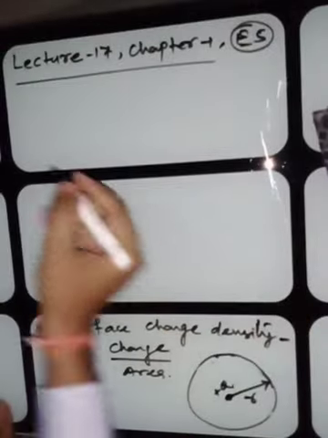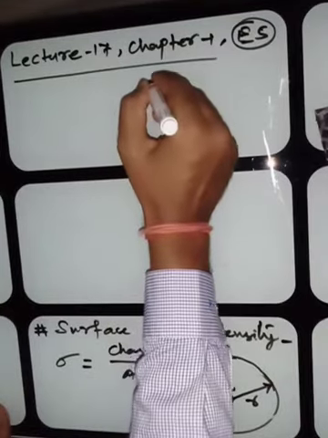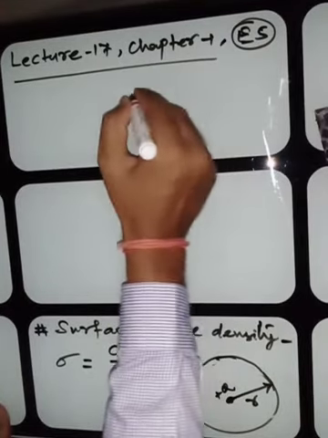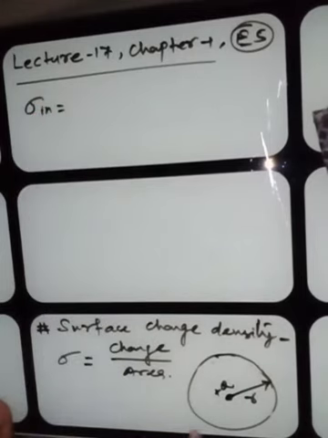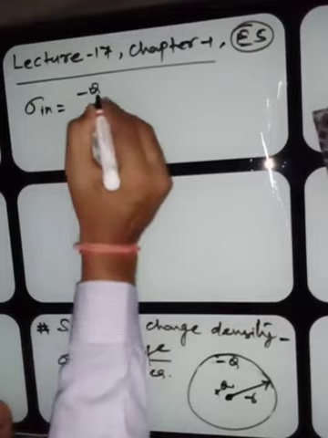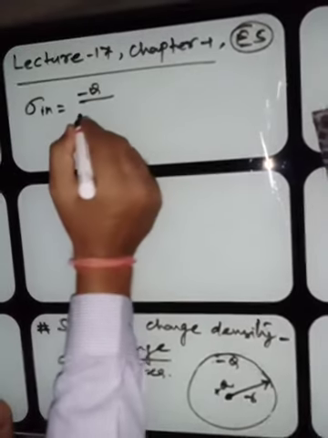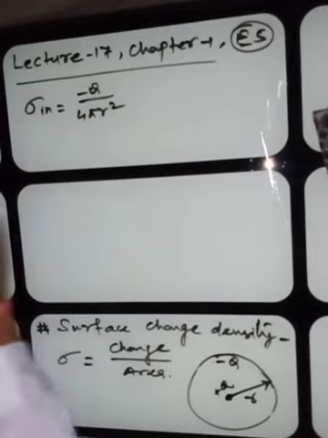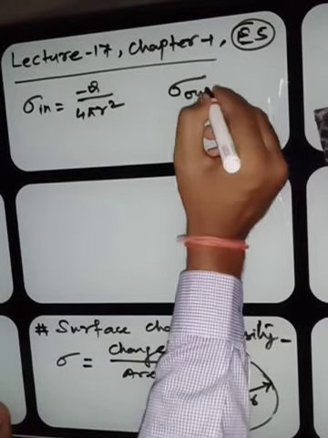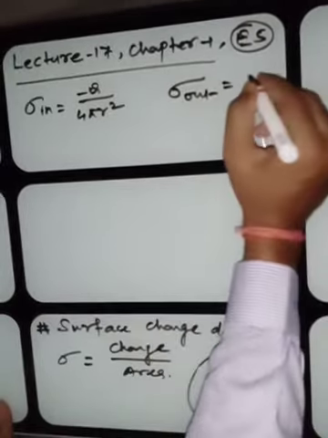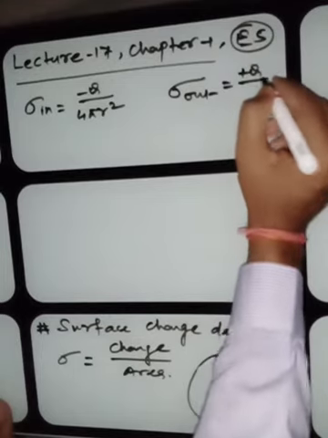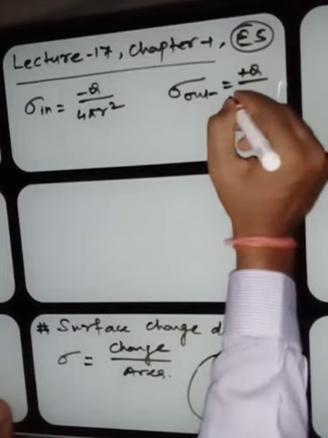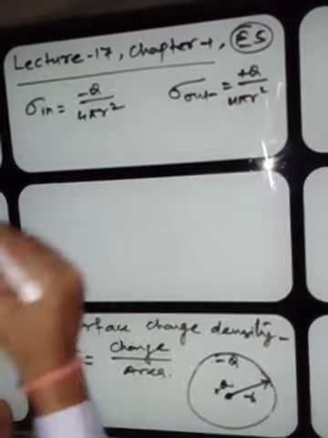Okay, this one. So sigma in will be: inside, how much charge will be there? Minus q divided by area. If the radius is r, then 4 pi r square. And sigma out will be plus q divided by 4 pi r square.